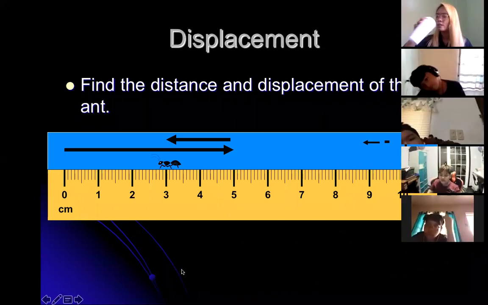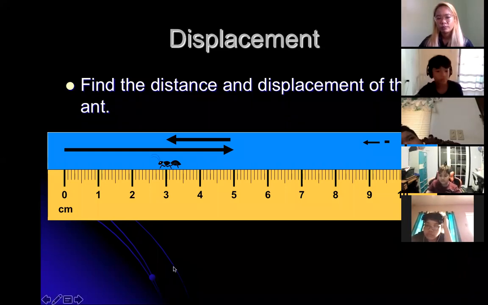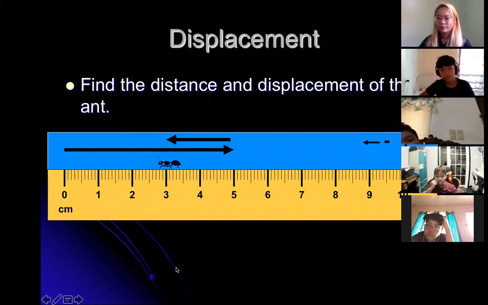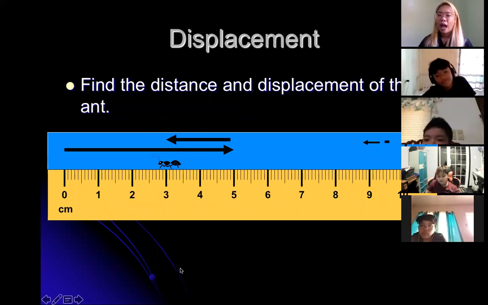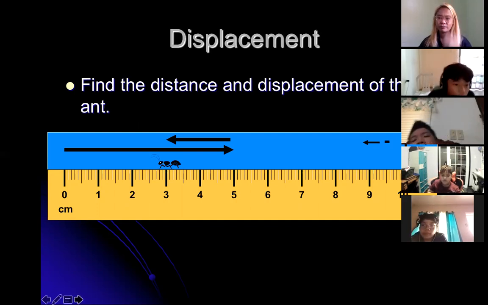Now, what is the displacement of the ant? So, nung nag-travel siya sa east, positive 5 centimeters. Nung bumalik siya, negative 3 centimeters ang na-travel niya. So what is the displacement? Ang tawag dito, what is the equation for displacement? What first, answer the question. What is the equation for displacement? Final position minus initial position.